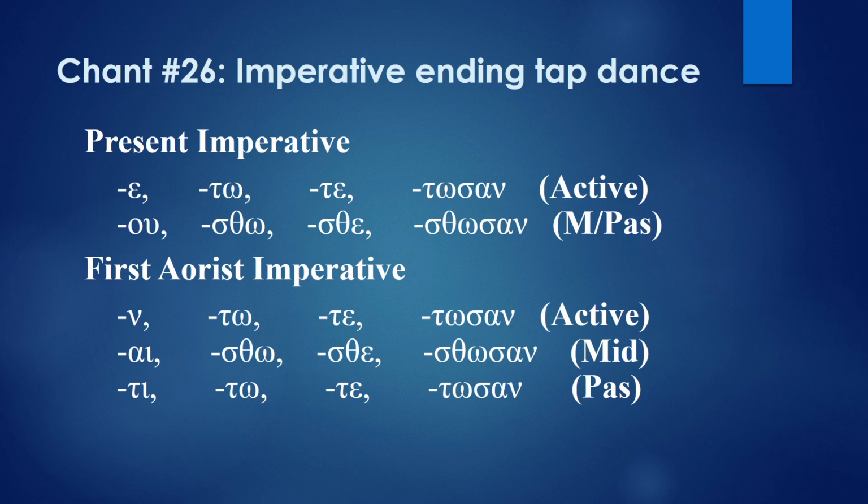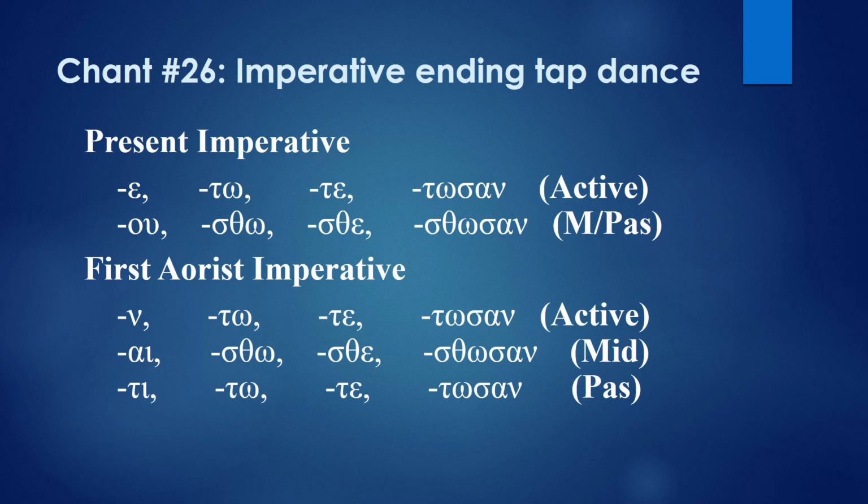These are the tap dance endings. It has a little beat to it. So, E to tosan, U thosan, N to tosan, I thosan, T to tosan.